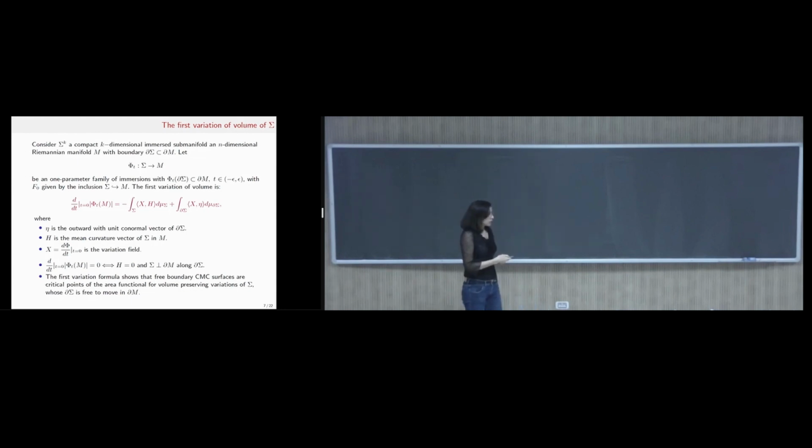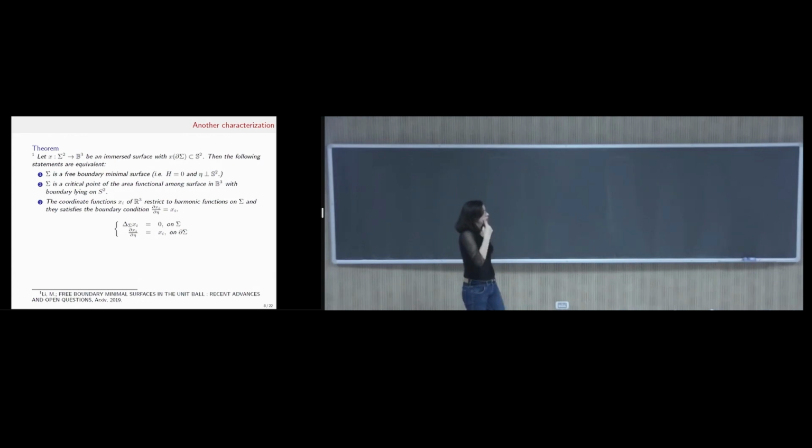So in this way, I only want you to remember another characterization. I put this here in the case of a surface in the ball, a free boundary minimal surface in the ball, but you can write it in the same way for, for example, submanifolds, okay? And this theorem shows that if you have a free boundary minimal surface, the mean curvature is equal to zero, and the surface meets the sphere orthogonally, and you have that sigma is a critical point, and you can see that the coordinate functions satisfy this system, okay?